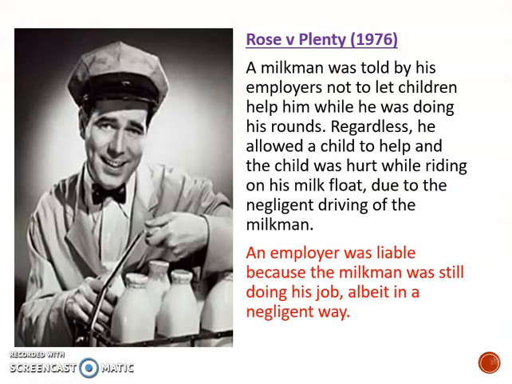Similarly, in Rose and Plenty, a milkman was told not to allow children to ride on the milk float. But he ignored that, and children were riding on it and a child was hurt. And again, the employer is trying to say, well, he wasn't acting in the course of his employment because we told him not to do that. But the court said that he was still liable because the milkman was still doing his job, even though he was doing it in a negligent way.